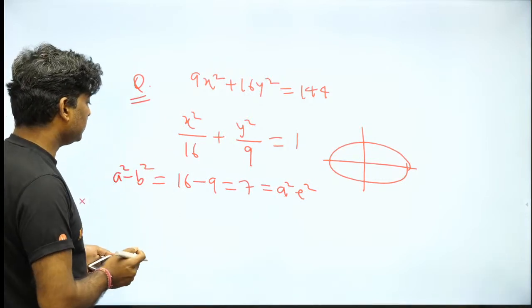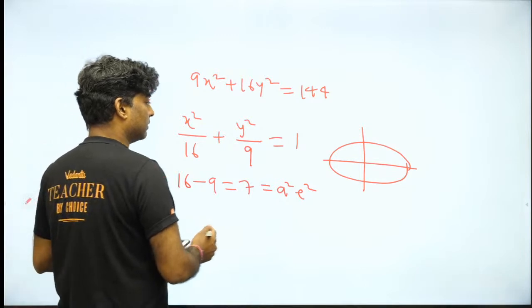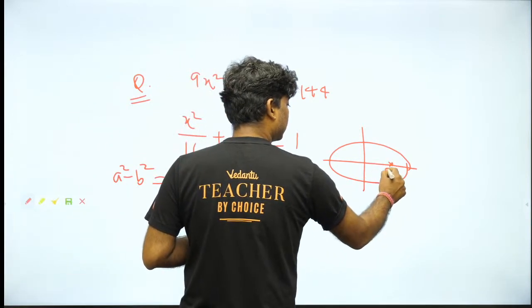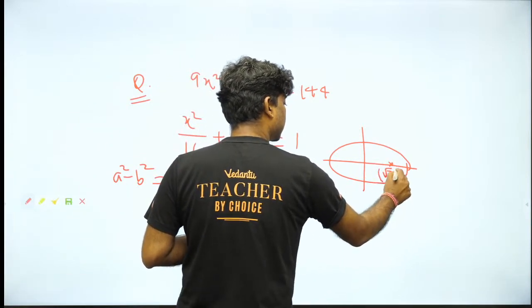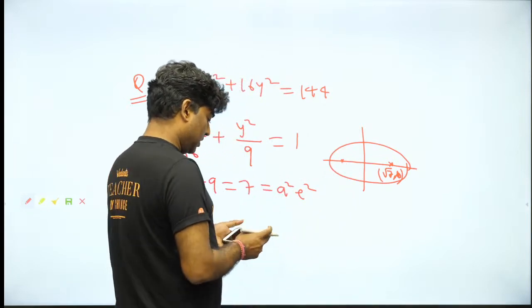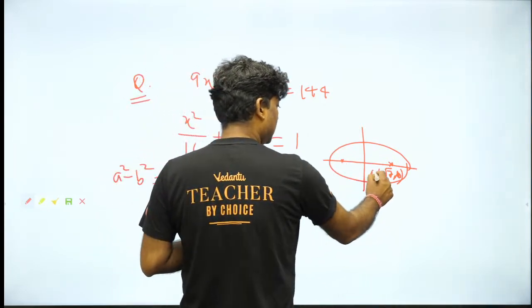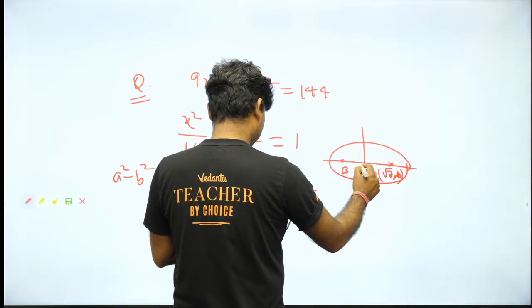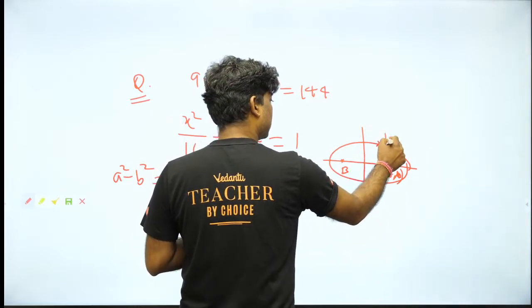Root 7, 0. See, 16 minus 9 is 7, no? This is a square e square, isn't it? a square minus b square is a relation. So a is root 7. So focus is at root 7.